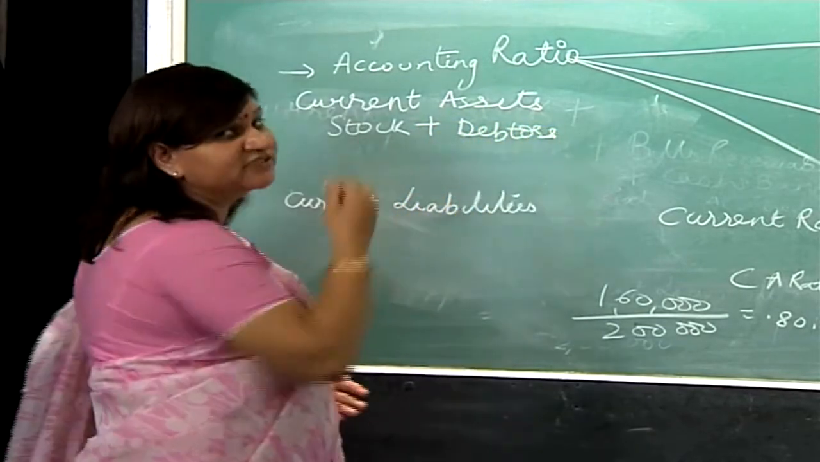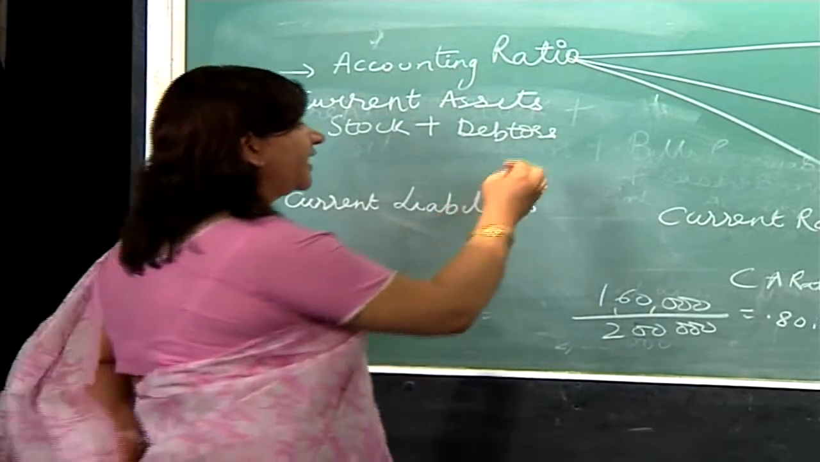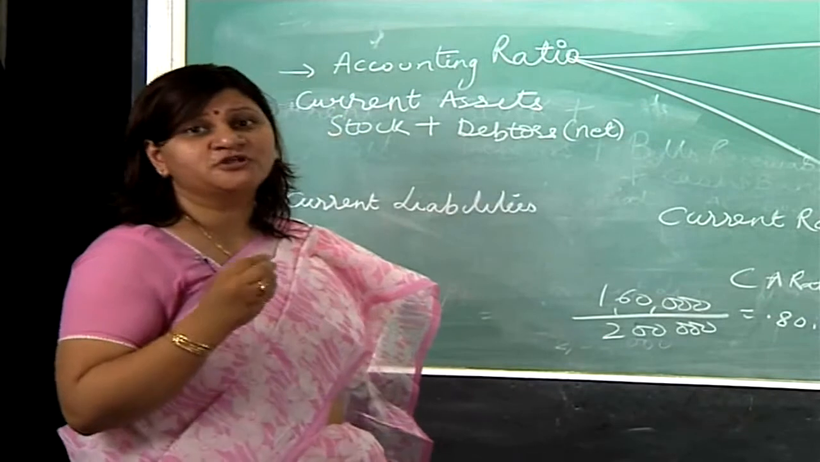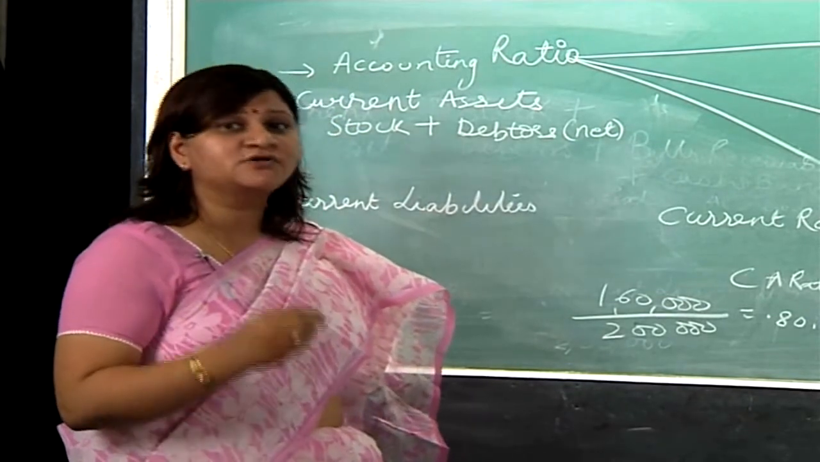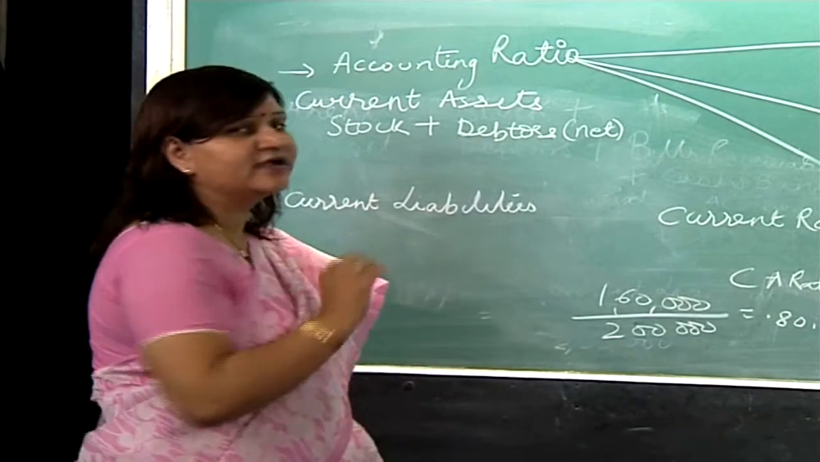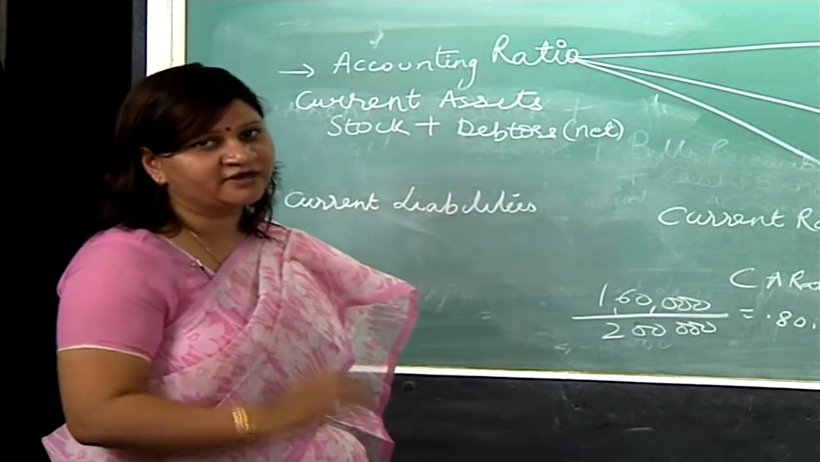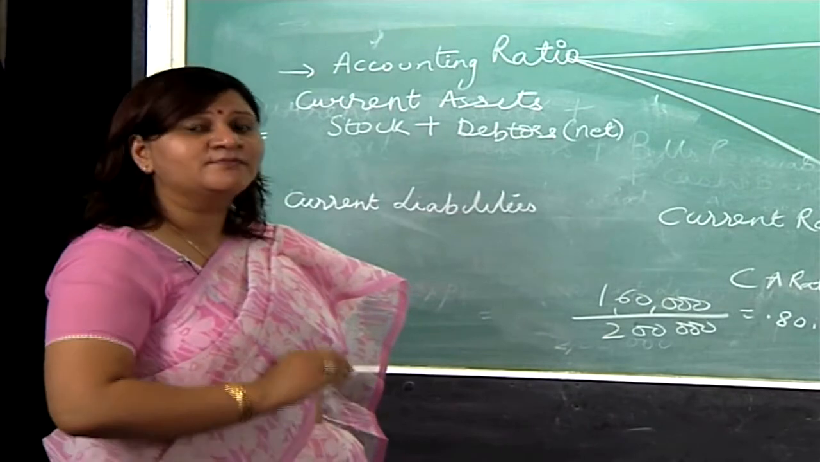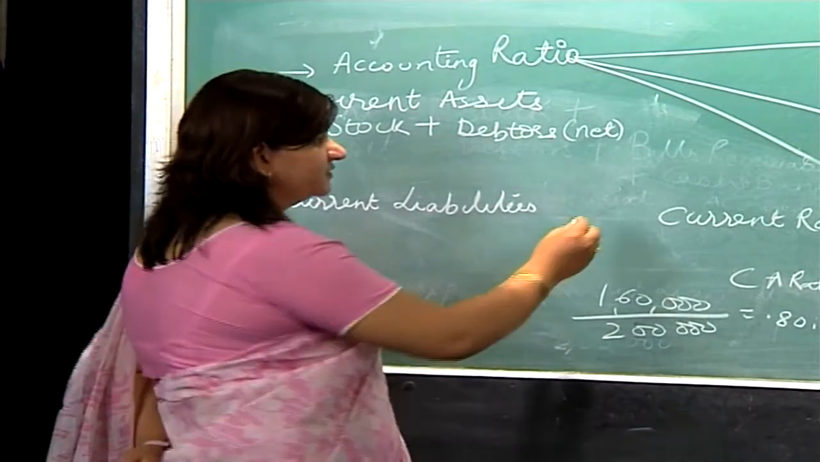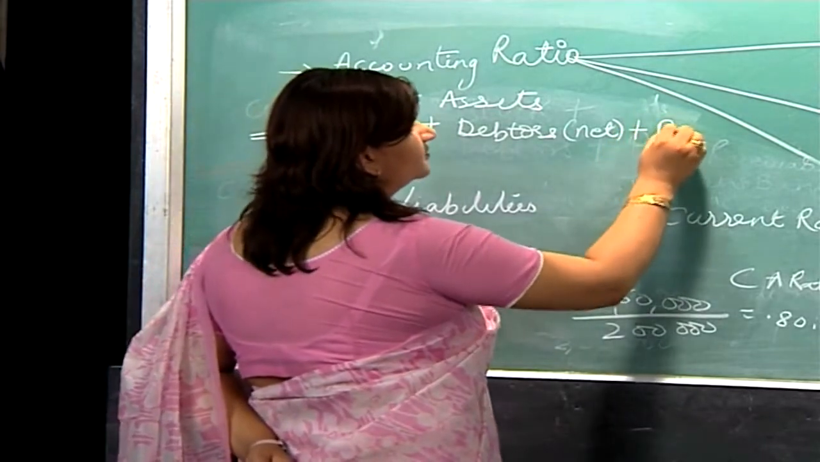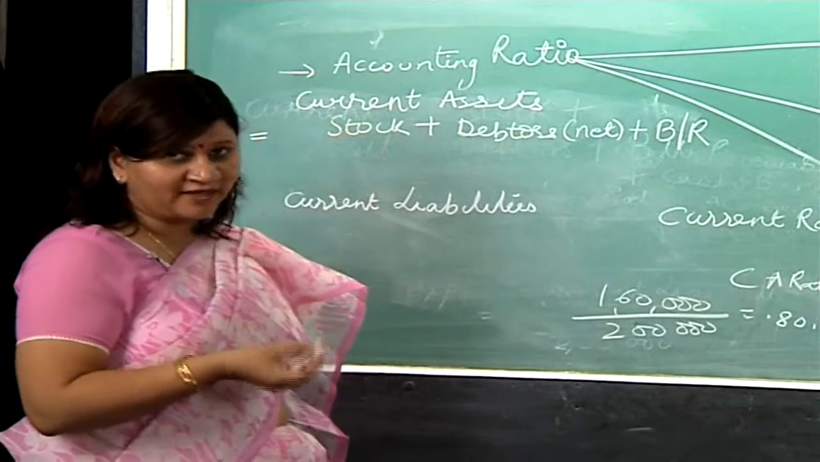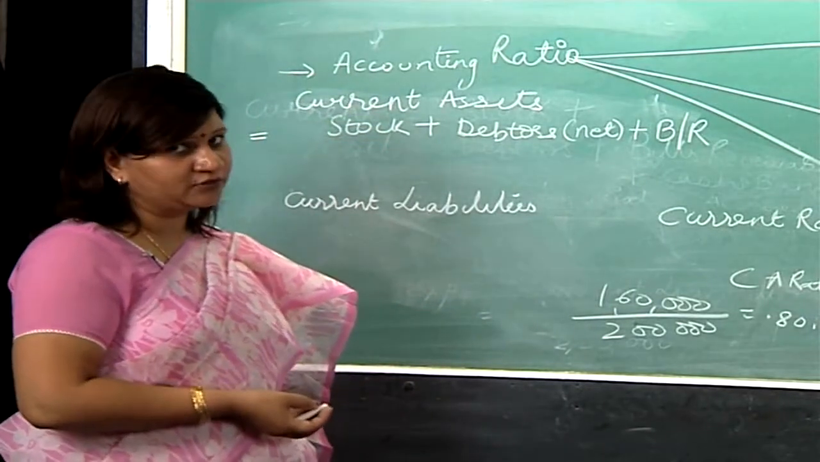Debtors are receivables and they should be net. Net means that any provision for debtors or for discounts or bad debts that has been made should be accounted for, and a final figure of debtors should be considered. Bad debts provision is to be taken into account. Next one is bills receivable, denoted as B/R. If any, they should also be included.